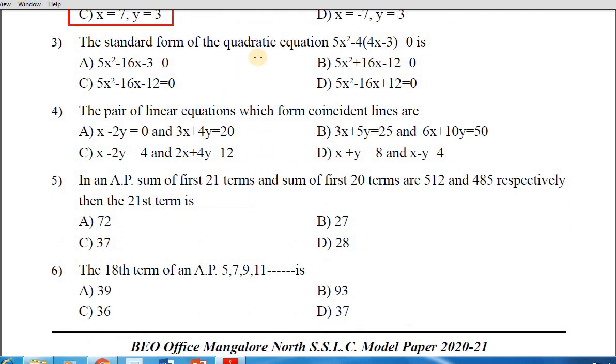Question number 3. The standard form of the quadratic equation 5x square minus 4 into 4x minus 3 equals 0 is. The given equation is not in standard form. So we have to express it in standard form. For that, 5x square, let it be as it is, children. And this minus 4 multiplied by 4x, we get minus 16x. And minus 4 multiplied by minus 3, we get plus 12. So finally the equation will be 5x square minus 16x plus 12 equals 0. Hence for this question the right answer is option D.